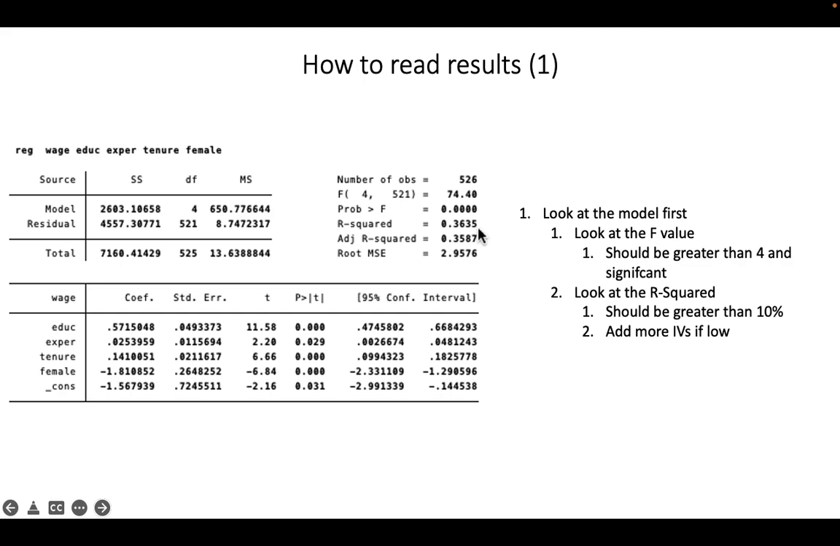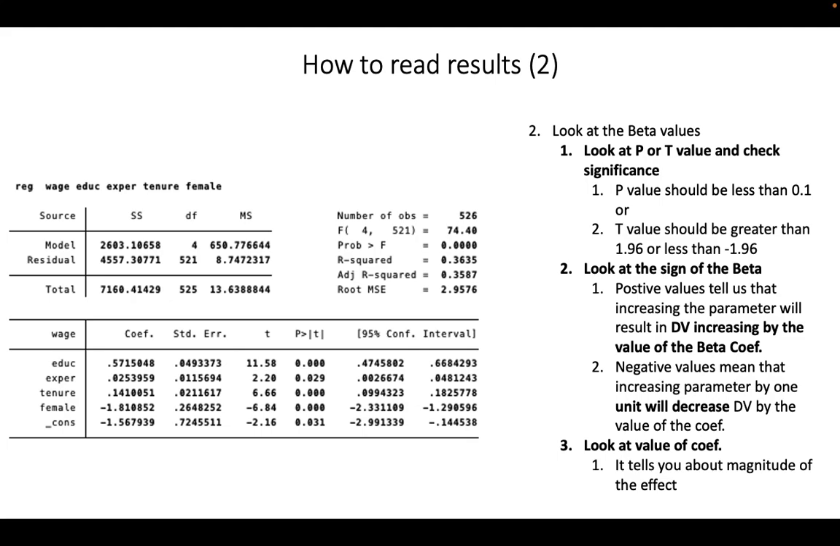If R squares are very low, you might want to include additional independent variables into the mix. If there is a difference between adjusted R squared and R squared, you might want to reconsider the independent variables that you've added into the model. That's just looking at the model fit first.